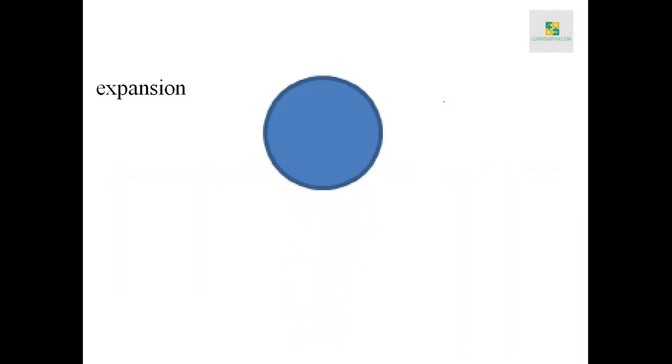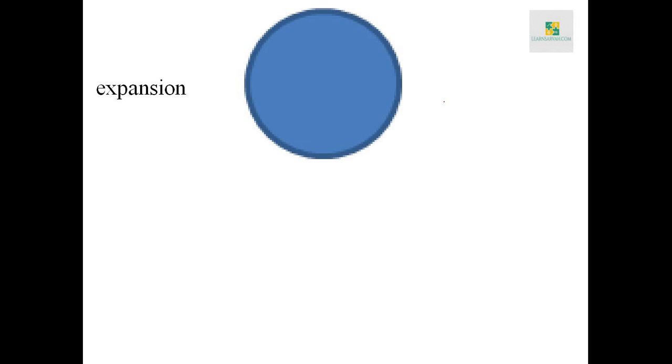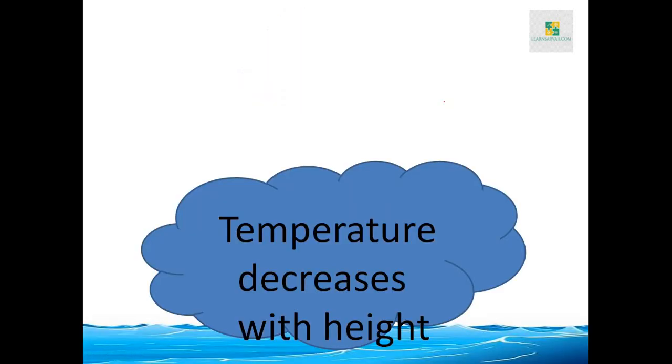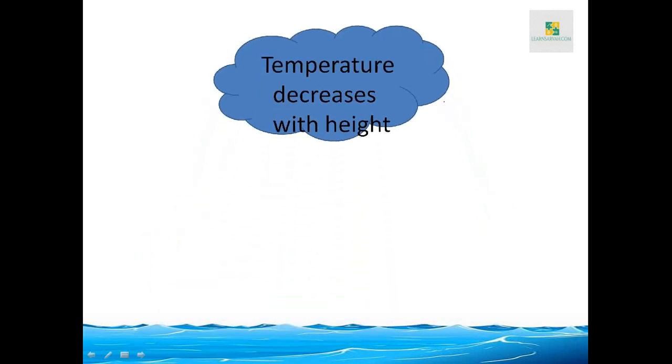Let's see what happens to an air molecule which is going to the top. Assuming this blue circle is an air molecule, a moist air molecule, as it rises up, it will undergo expansion. We should know the fact that temperature decreases with height. So when you go to a height, the temperature will be decreasing.